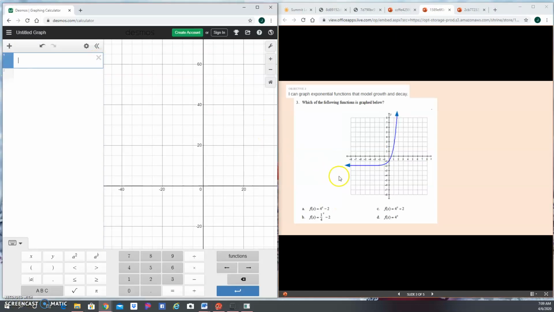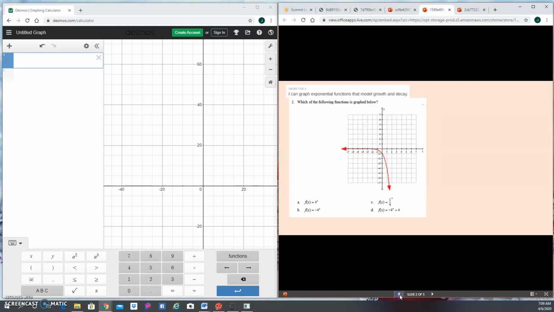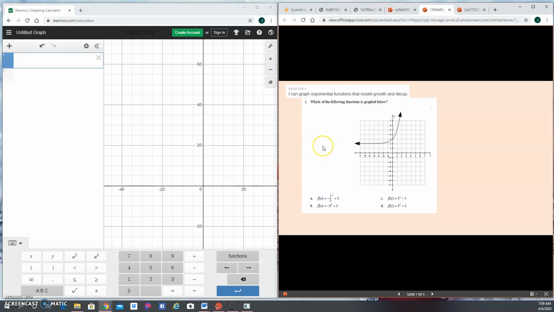Okay guys, let's go ahead and do objective number 2. Objective number 2 is I can graph exponential functions that model growth and decay. Guys, this is very easy. This is just graphing and then matching the right graph. So I just want to give maybe 1 or 2 examples of this one. So let's begin. I will just go ahead and graph this.